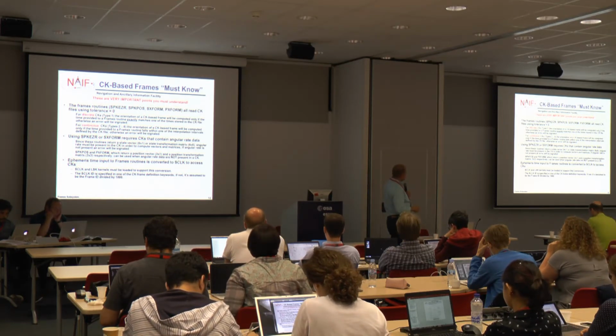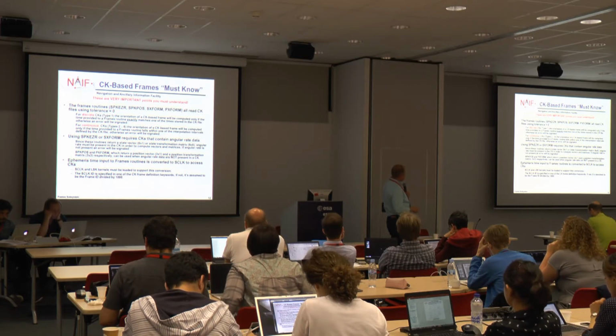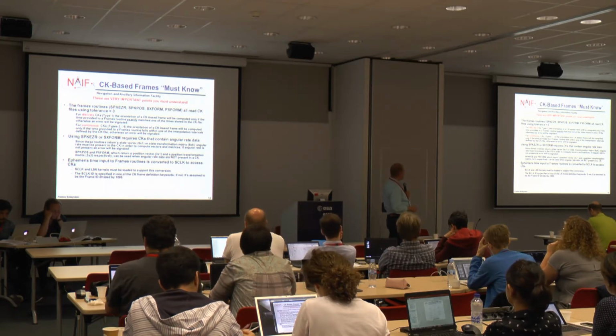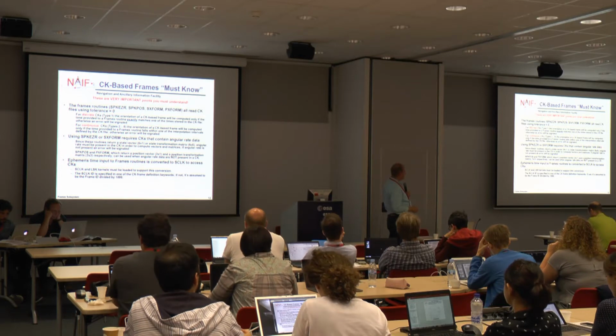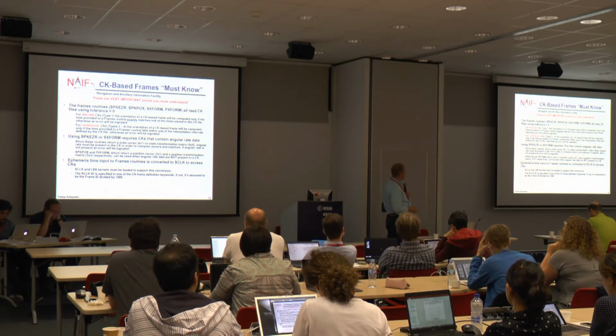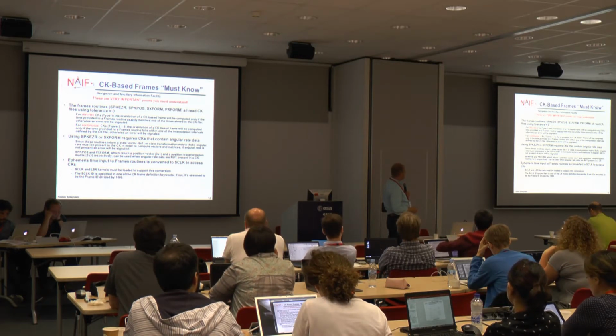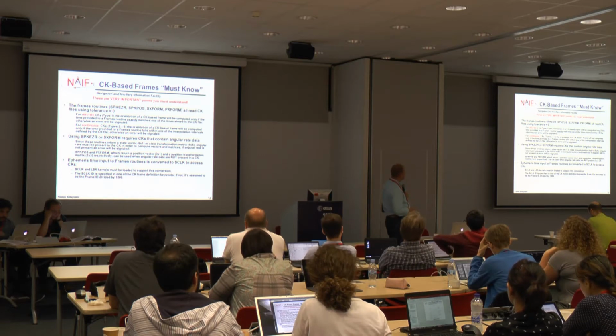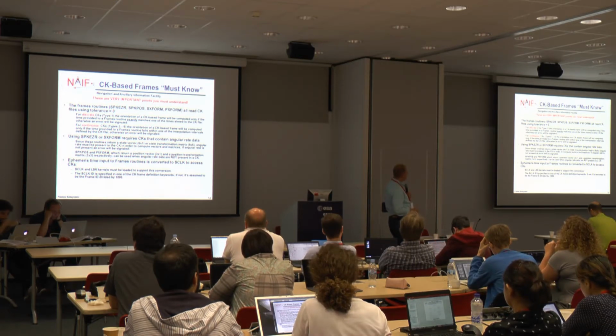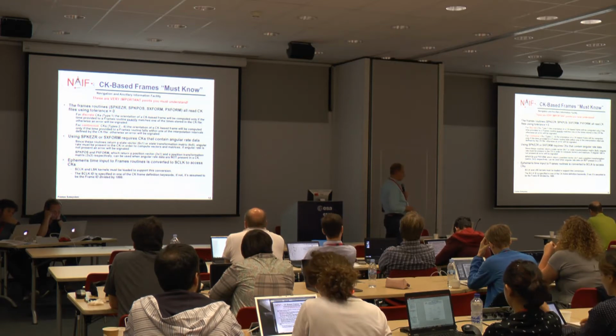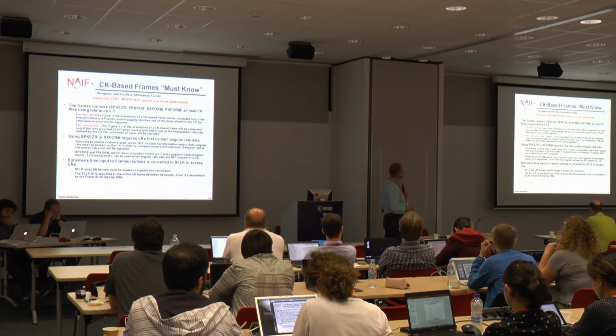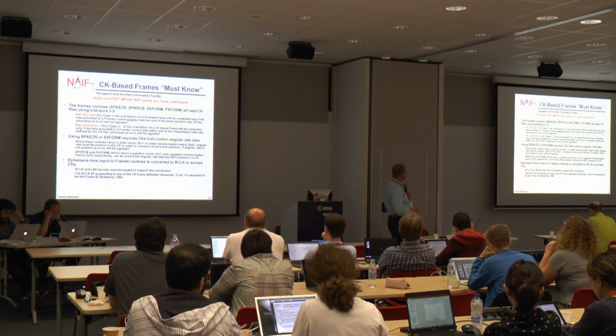So when you're using SPKEZR and SXFORM interfaces, you need to have C kernels that contain angular rate data. These routines return state vectors, 6x1, or state transformation matrices, 6x6. Angular rate must be present in the C kernel to compute the lower left 3x3 corner of the state transformation matrix. If it's not present, then an error will be signaled.